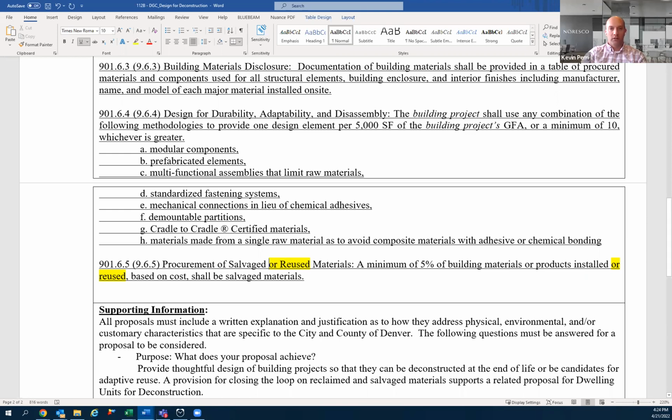All right, Cheryl. I go to the chat to follow up on Renee's point on the difficulty of achieving 9.6.5. I don't think that should be included in this proposal. Design for deconstruction is a good concept, but the salvage requirement may make it impossible to be achieved. That was her discussion. Eric, your hand's up next.